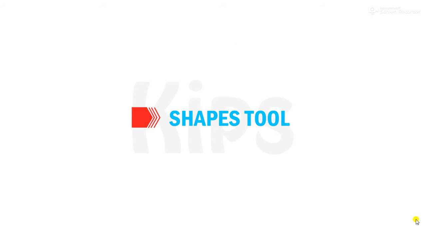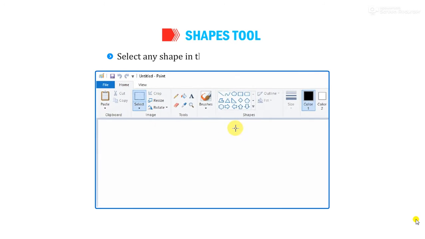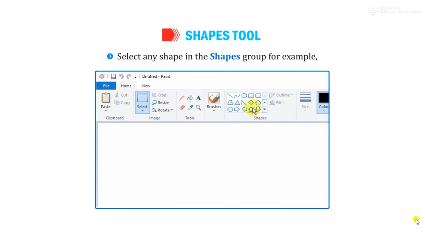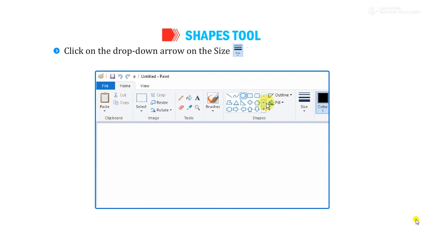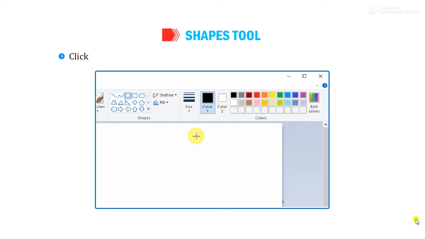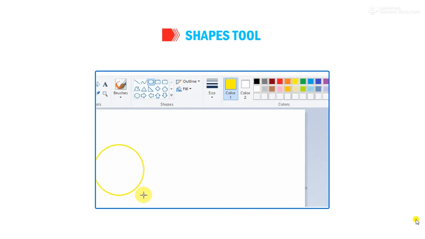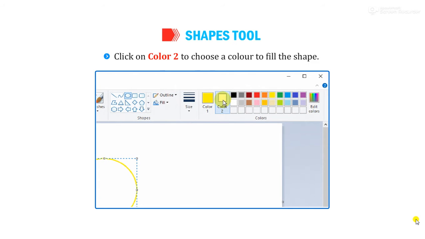Let us learn how to use Shapes tool. Select any shape in the Shapes group. For example, click on Oval Shape tool. Click on the drop-down arrow on the Size button to choose the line size, thickness. Click on Color 1 to choose a color for the outline and select yellow color. Click on the Color 2 to choose a color to fill the shape.